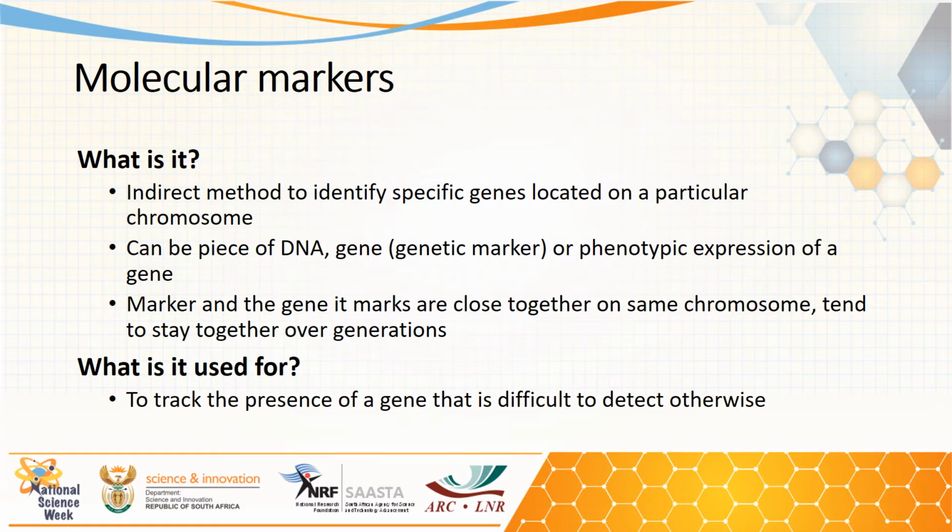It's molecular markers. A molecular marker is using an indirect method to identify a specific gene located on a particular chromosome. It can be a piece of DNA, a gene, then it's a genetic marker, or a phenotype expression of a gene. Since the marker and the gene it marks are close together on the same chromosome, they tend to stay together over generations. Molecular markers are therefore used to track the presence of a gene that is difficult to detect otherwise.